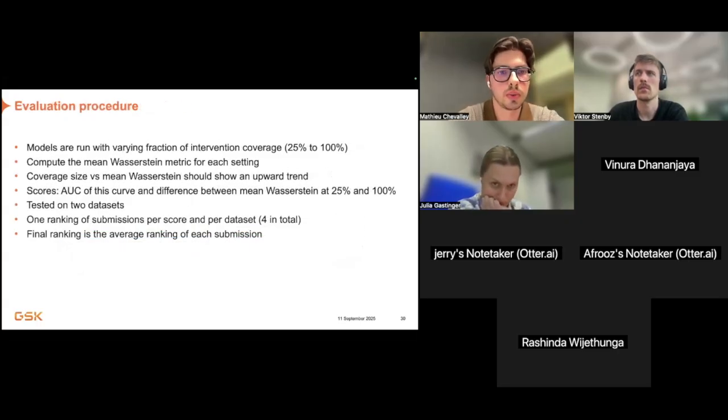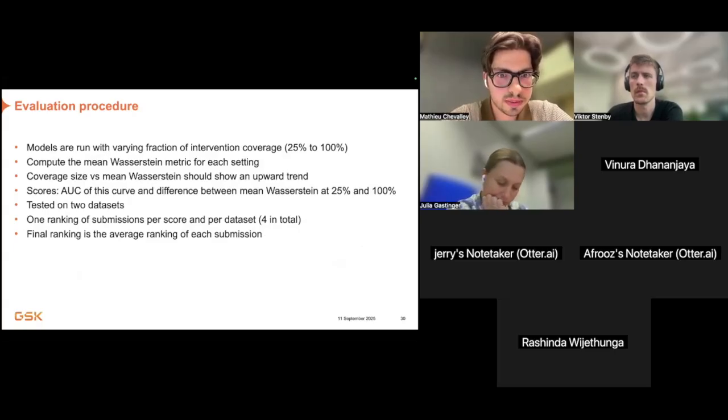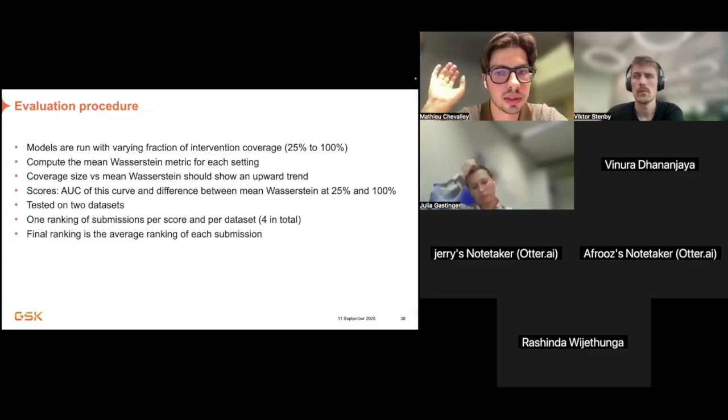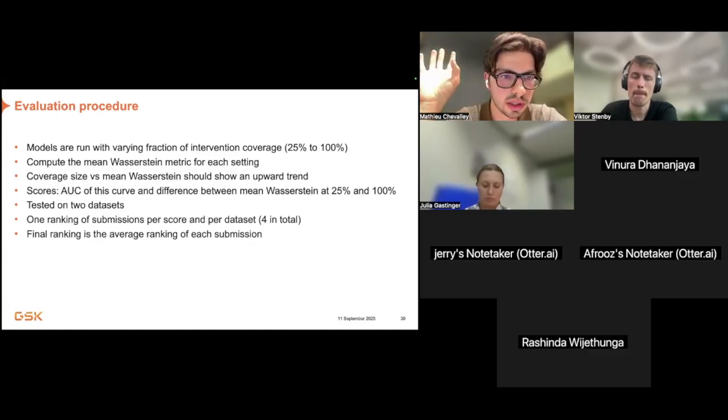So that's why we designed the evaluation metric around this. We run the submitted models at different percentages of intervention, going from 25% to 100%, and then we compute the mean Wasserstein for each setting. Then it creates a curve for each model, and we compute the AUC of this curve. Of course, higher AUC means it's really improving given more data, and that's what we wanted to see.